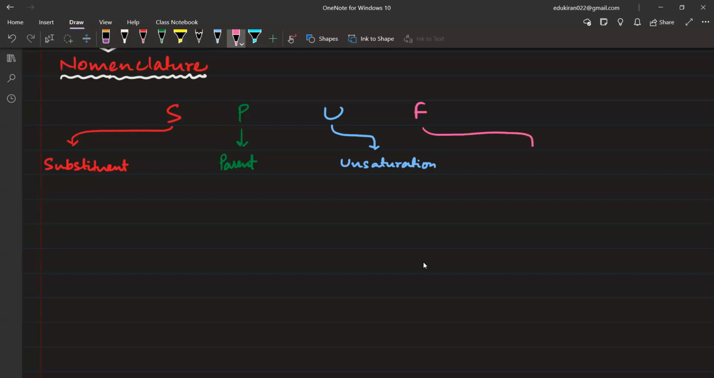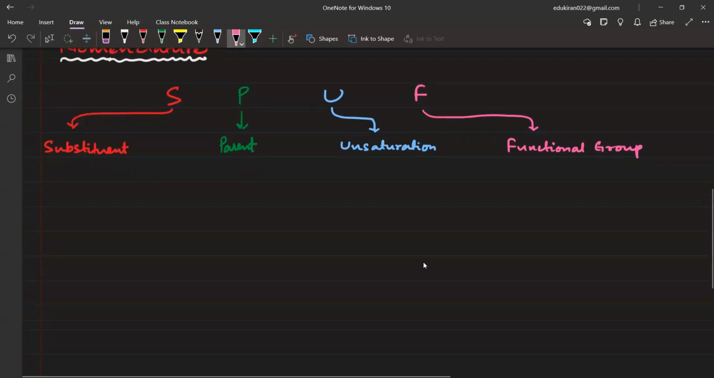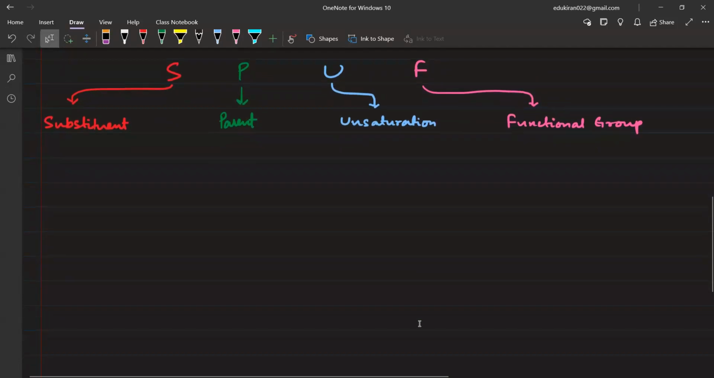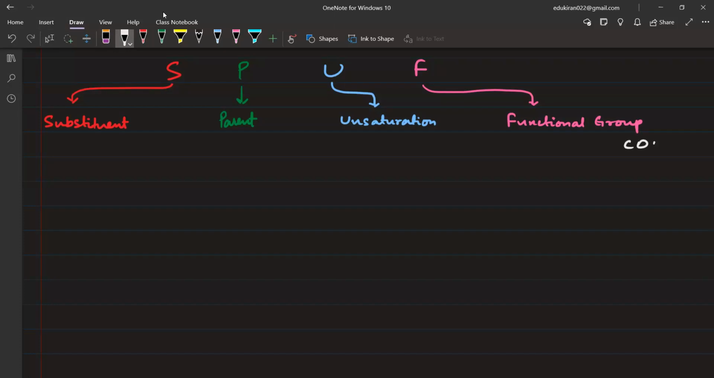And for F, we have functional group. Now, what are the things which can be functional group? So in priority order, if you have COOH group, that means this is carboxylic acid. Then for functional group, if COOH is present, then we are going to write oic acid.